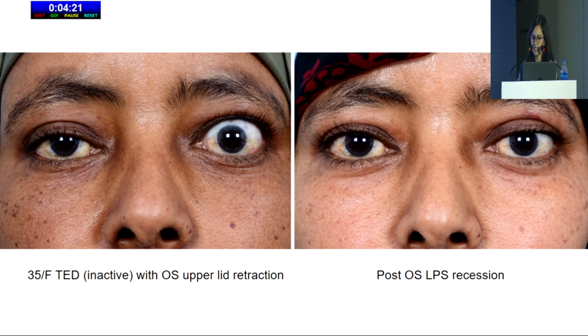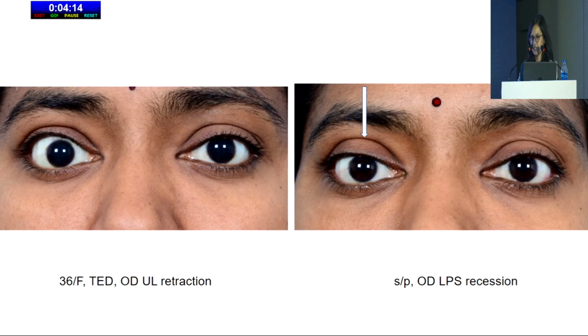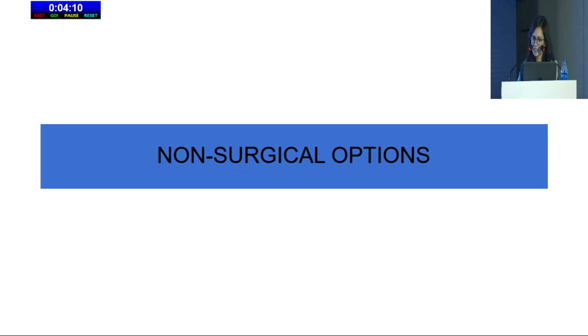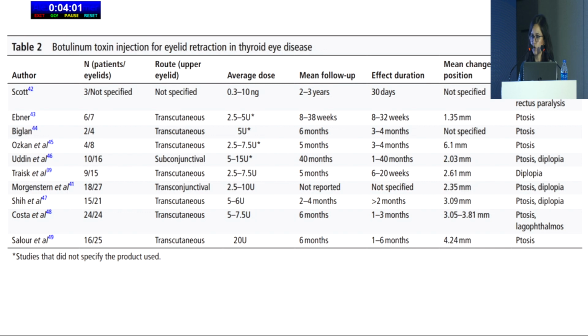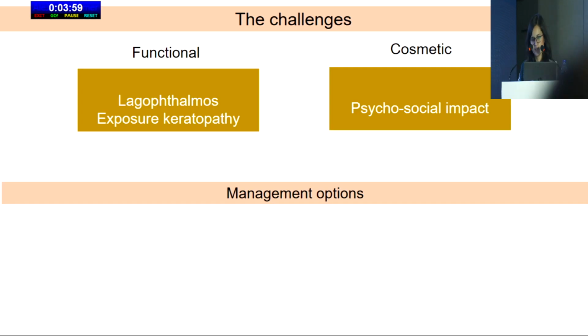Also, as a clinical experience, we know that the patients are not very happy with the flattened lid contour that we get post-surgery or with the higher lid crease that we can get. So it is not very predictable. The non-surgical options have also been studied in terms of hyaluronic acid injections, which are temporary and unpredictable, and also botulinum toxin injection, again temporary and unpredictable.